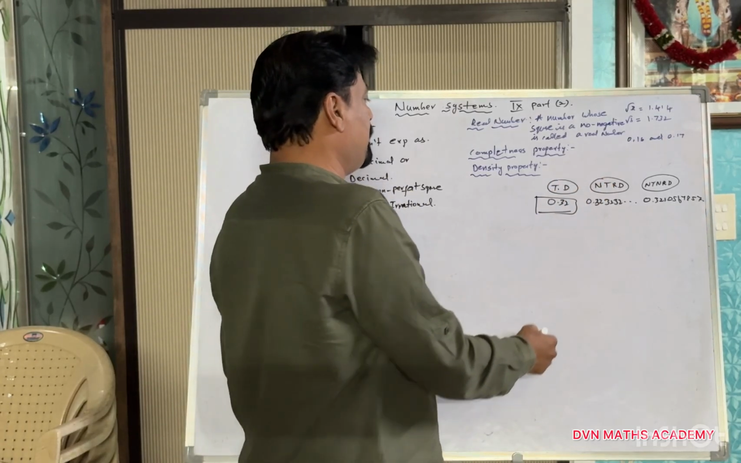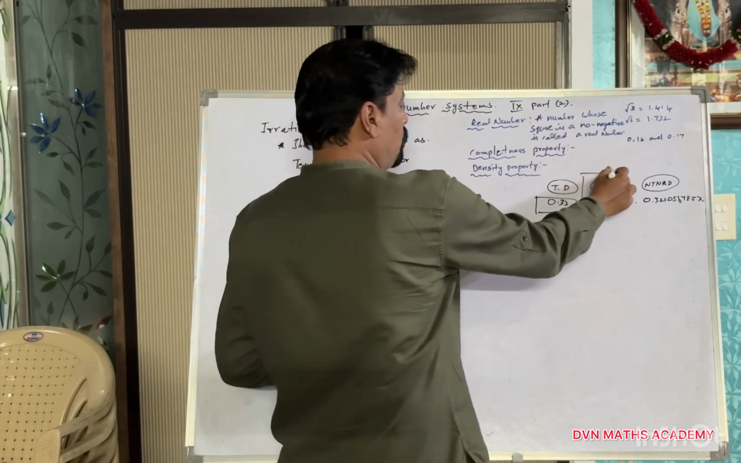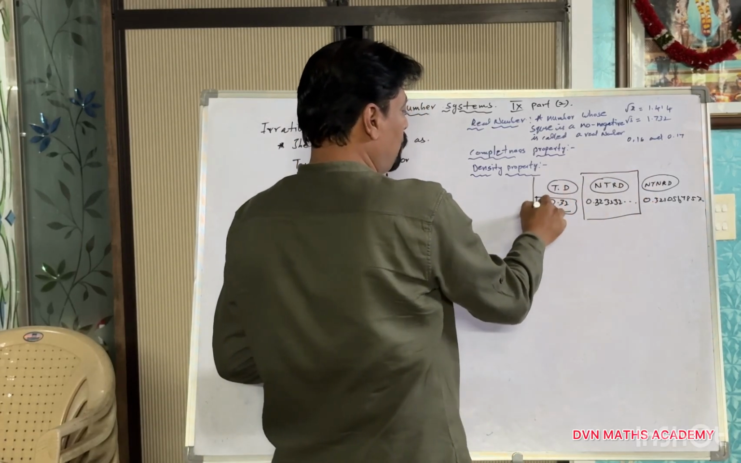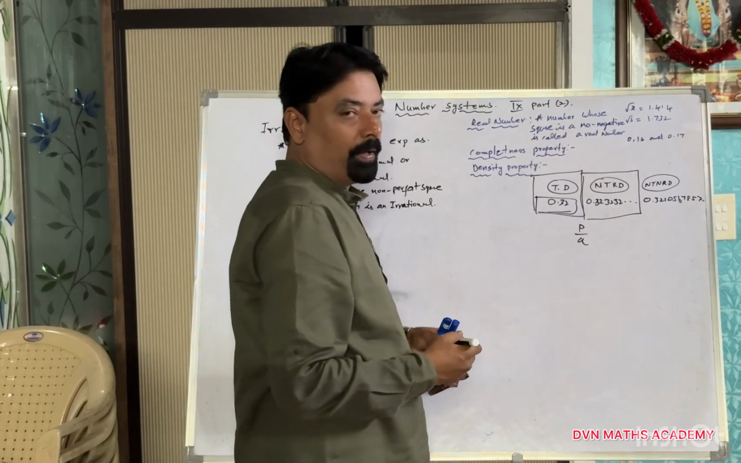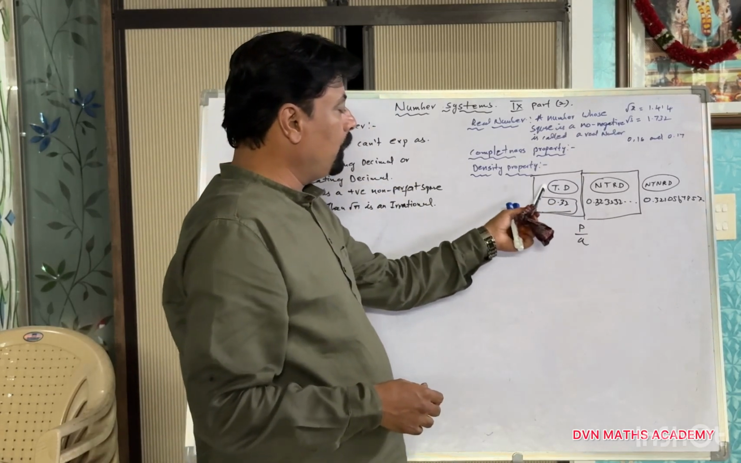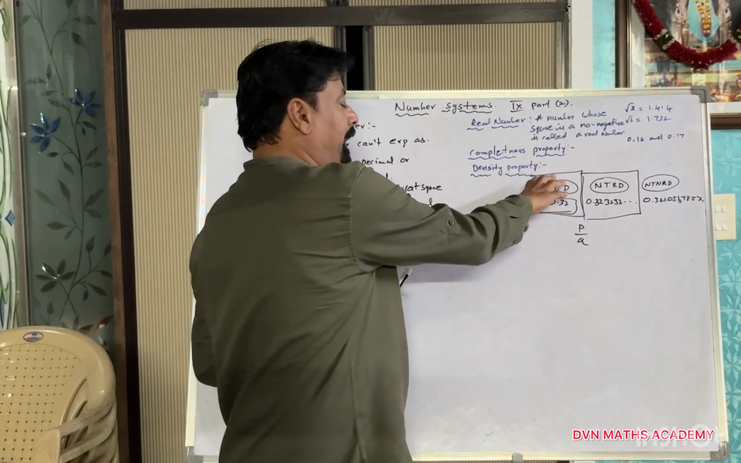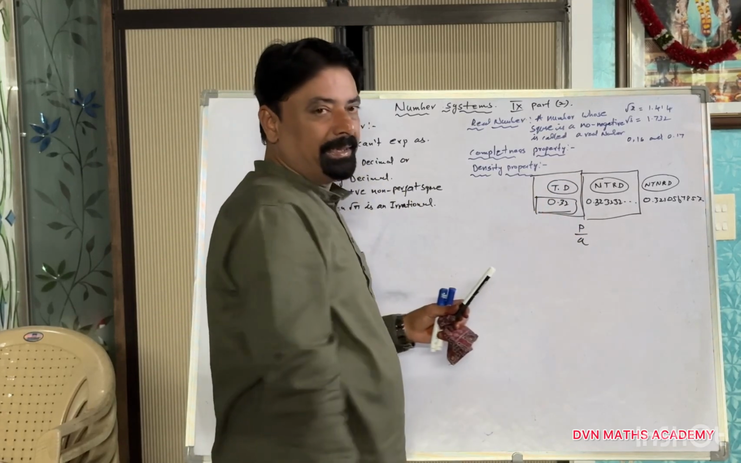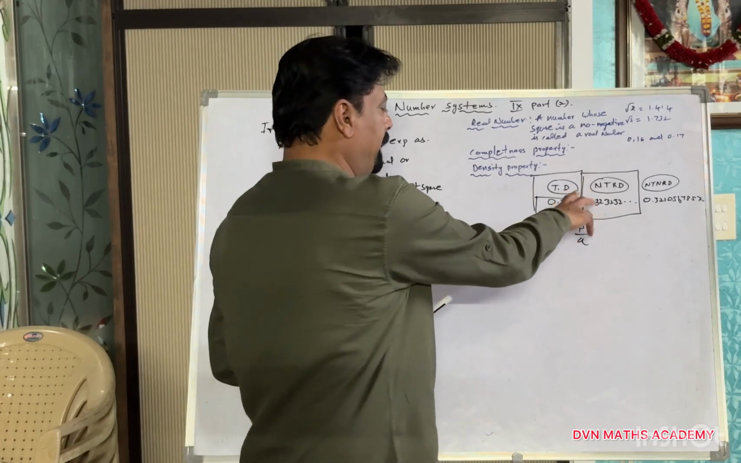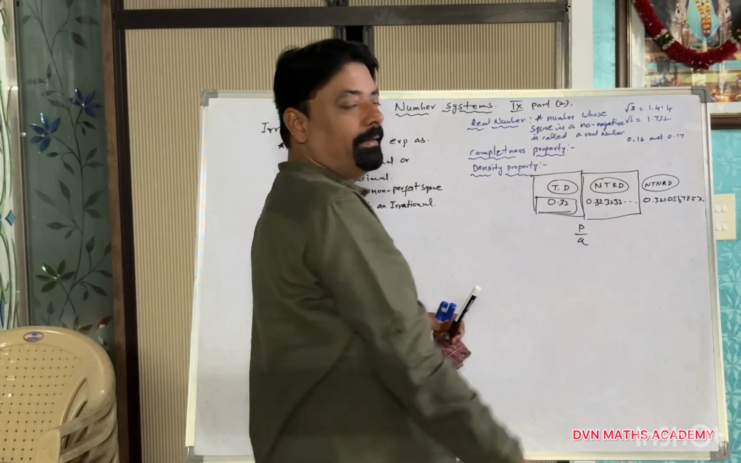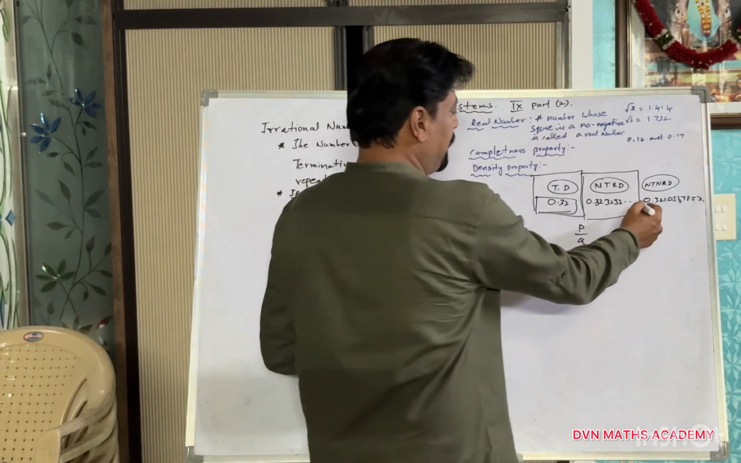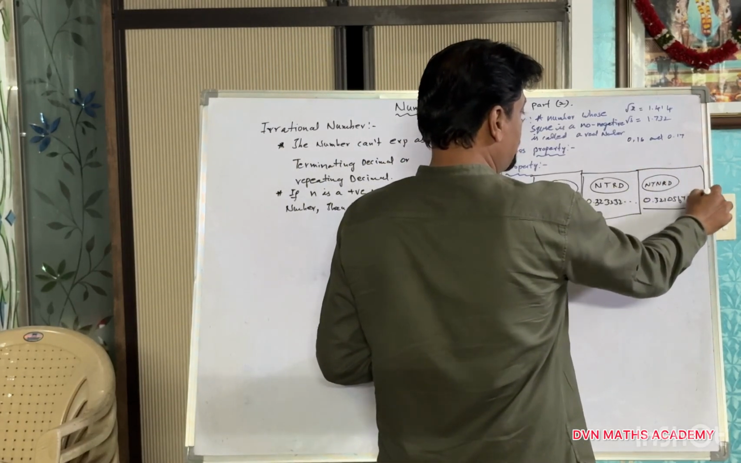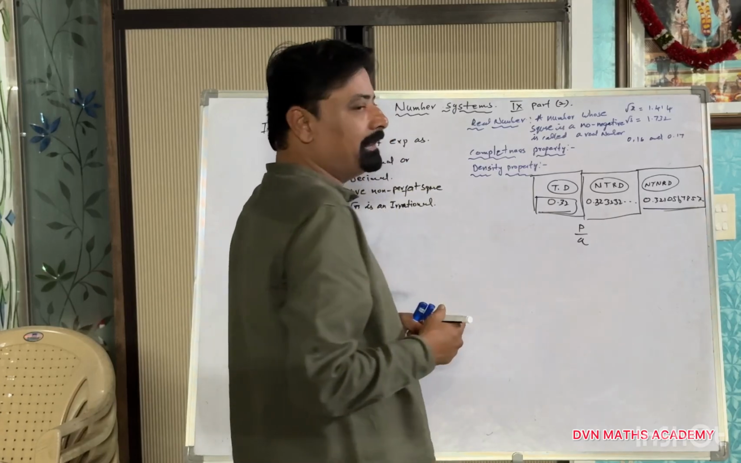In the previous class, we learned how to write these two types of decimals in the form of p by q. So we know how to write terminating decimals in the form of p by q, and how to write repeating decimals in the form of p by q. But here another type of decimal is there. By using this concept, we can define what an irrational number is.